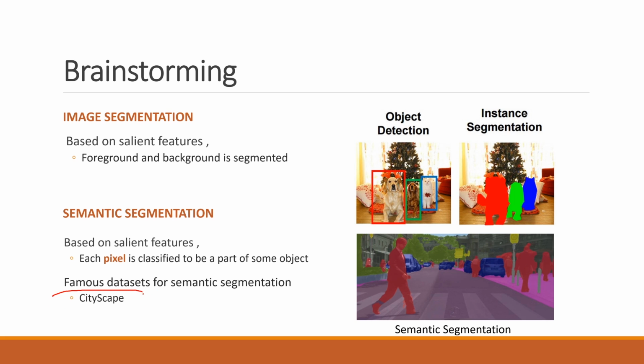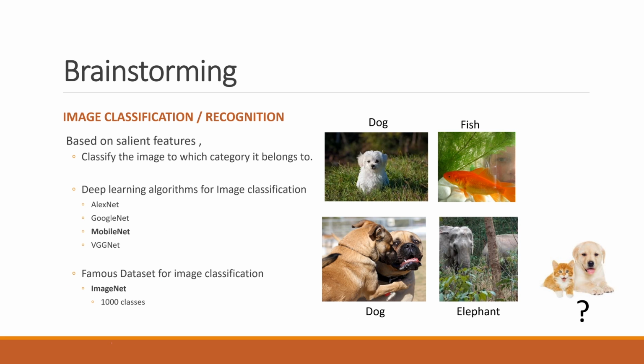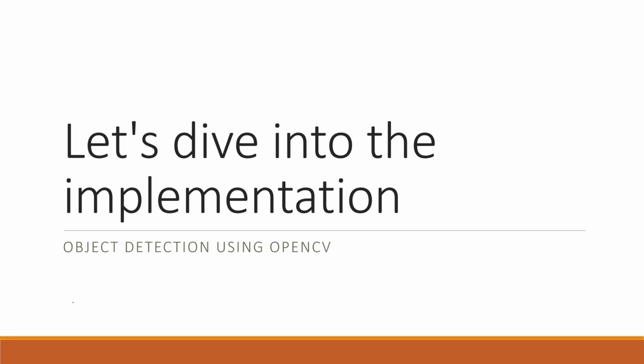Similarly, the dataset is different, like Cityscapes. Previously, for object detection, the famous dataset is COCO, and for image classification it is ImageNet. So definitely we need to care about the dataset as well. But in this video we are targeting only the concepts and just the implementation. So let's dive into the implementation.